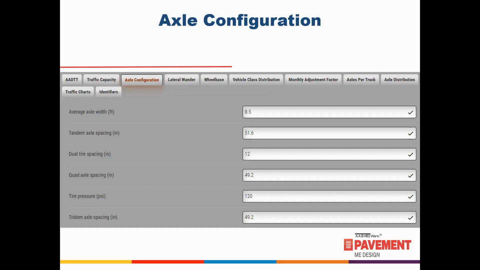Dual tire spacing. Now, pavement ME design in the analysis, the assumption is that the tires are dual. So you cannot model, well, there's an exception with the special traffic module, you can, but with the regular traffic module, you cannot model like a super single or single tire situation. So the assumption is your wheel is actually two wheels, and then you're going to have spacing between those wheels on each side of the axle.